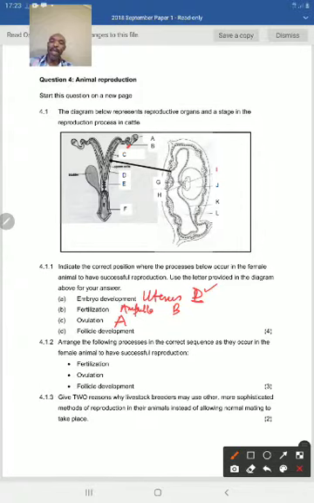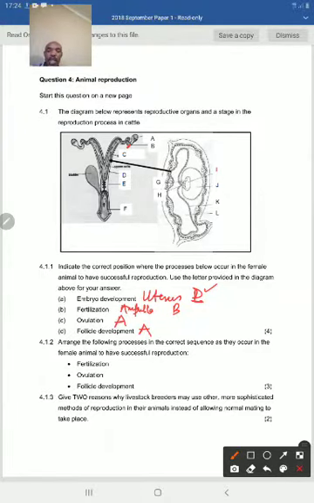Ovum is an egg cell. Ovary is a structure, it's an organ. It's like the ovary is the same as the testis in bulls, right? And ovum is the same as sperm cells in males. Follicle development, the growth of follicles, also happens in A.